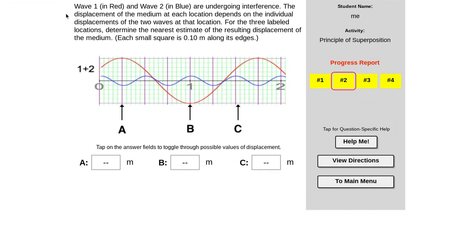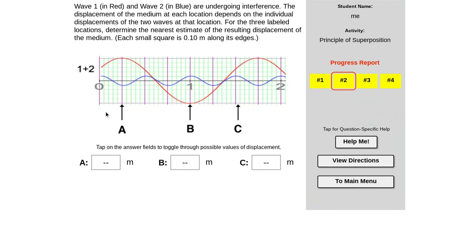We have two waves, red and blue. They're going through interference at the defined positions A, B, and C. For the three labeled locations, determine the nearest estimate of the resulting displacement of the medium. And note, this is important, each square is 0.1 meters along its edges, 0.1, not 1, okay?